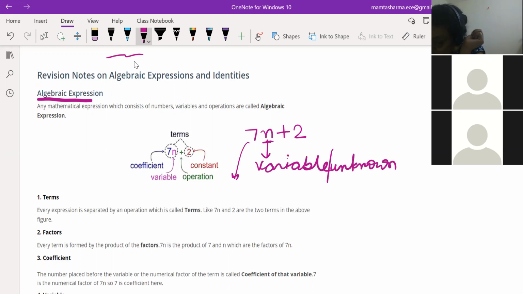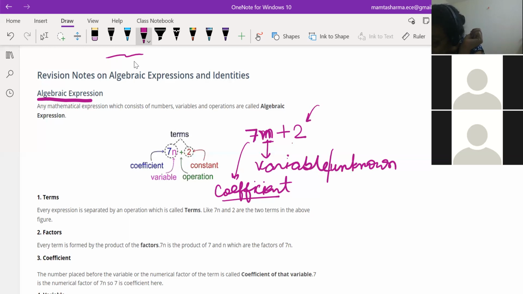Now, the number attached to this variable is called the coefficient. The coefficient would be the number attached to the variable, or a number which is in multiplication with a variable. Okay. Clear? Now, what would be the constant?